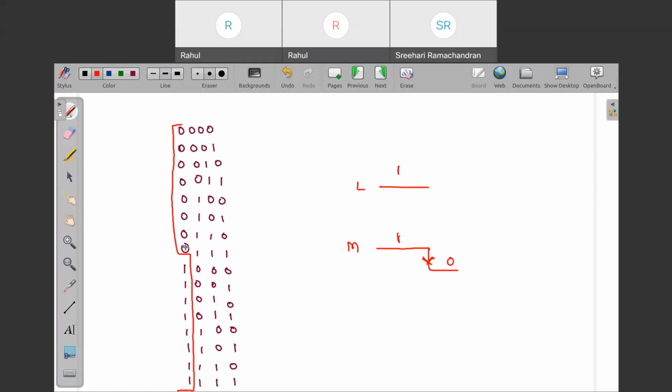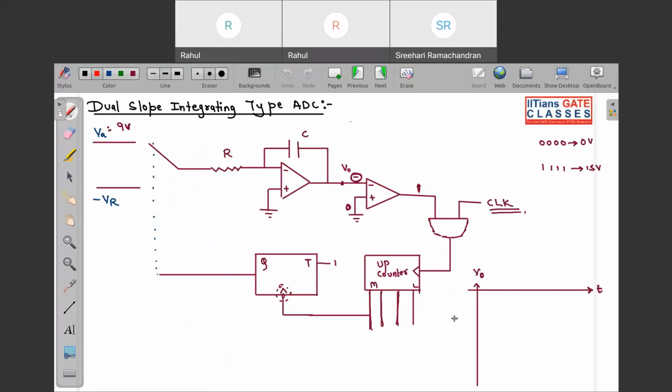This is not a negative edge when you go from 0 to 1. If this is the MSB, going from 0 to 1 is your positive edge. But when you go from 1 to 0, you are going from a higher state to a lower state, so you get a negative edge. So after 2 to the power 4 clock pulses, this flip flop will get the negative edge for the first time.